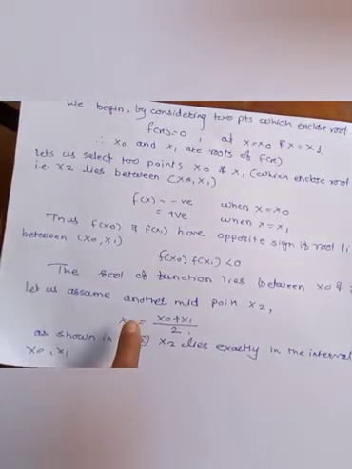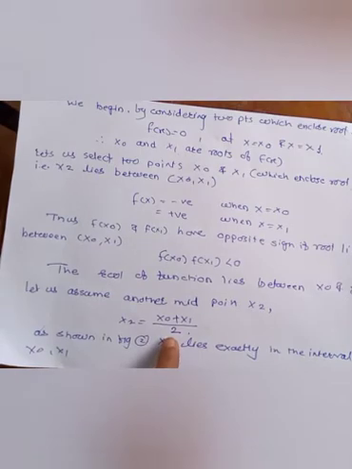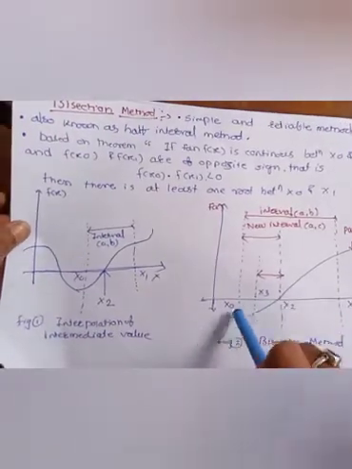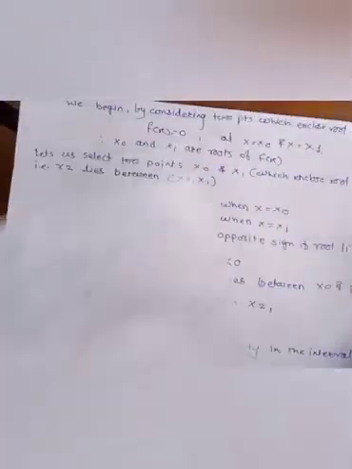Let us assume another midpoint x2. So x2 is equal to x0 plus x1 by 2. That means, as shown in the figure, x2 lies at the center of x0 and x1.